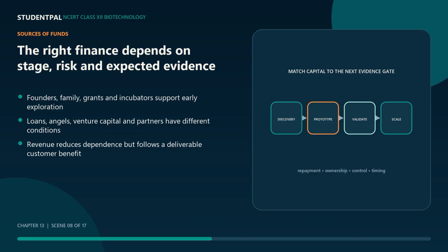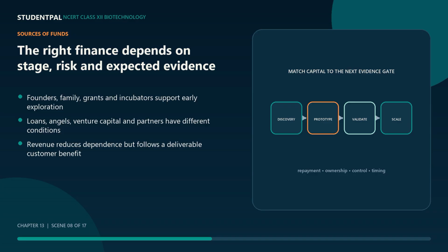Founders and family may finance early exploration but carry personal risk. Grants and incubators can support research, infrastructure, or mentoring without taking ownership, though they have defined purposes and reporting obligations. Loans require repayment and are usually better suited when cash flow or assets make repayment credible. Angel investors provide capital and experience in exchange for ownership.